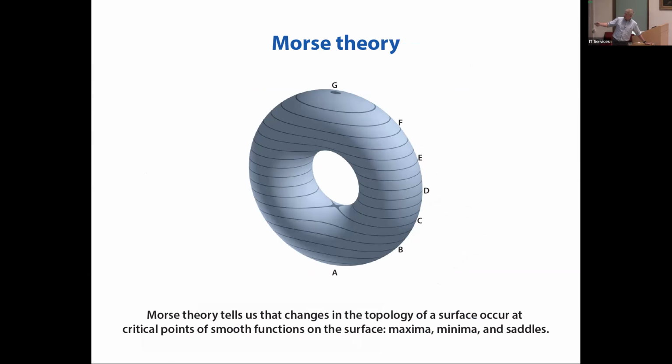And Morse theory, this is actually out of Wikipedia, is all about changes in the topology of a surface. You take a slice here, you just get one connected region. You take a slice here, you get two connected regions. Where does the change happen? Right at that saddle point. So Morse theory tells us that changes in the topology of a surface occur at critical points of smooth functions on the surface, such as the height level, that's a smooth function. It can only occur at the maxima, minima, and saddles, but it's really the saddles that we are, in fact, most interested in.